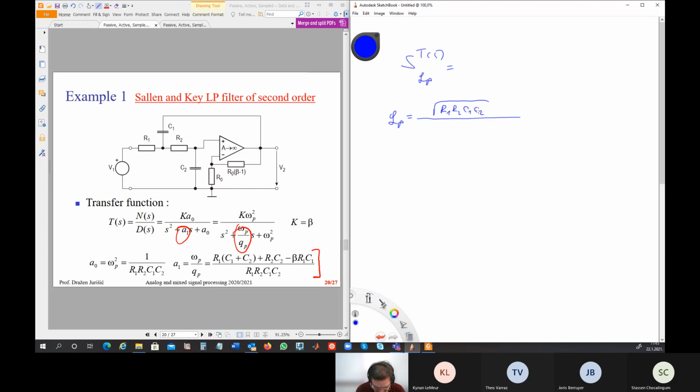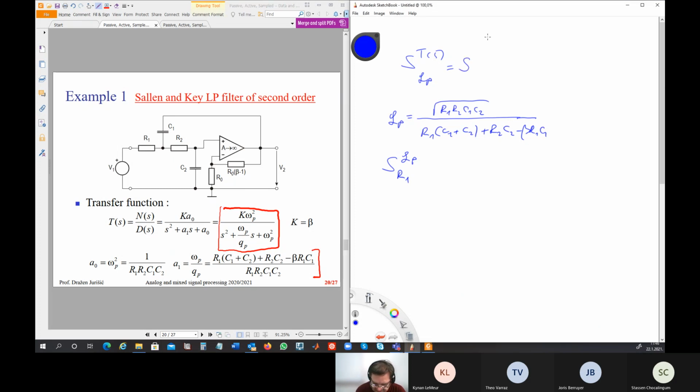R1, R2, C1, C2, over R1, C1 plus C2 plus R2, C2 minus beta R1 C1. So this is Qp. And we can calculate, for example, S of Qp to R1. But before, we will start from here. And we will calculate ST of s over Qp. What is ST of s over Qp? So this is something like this.